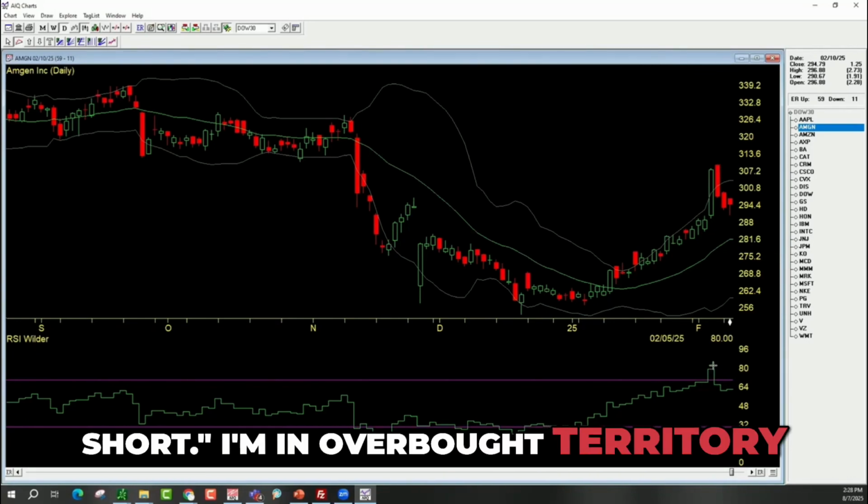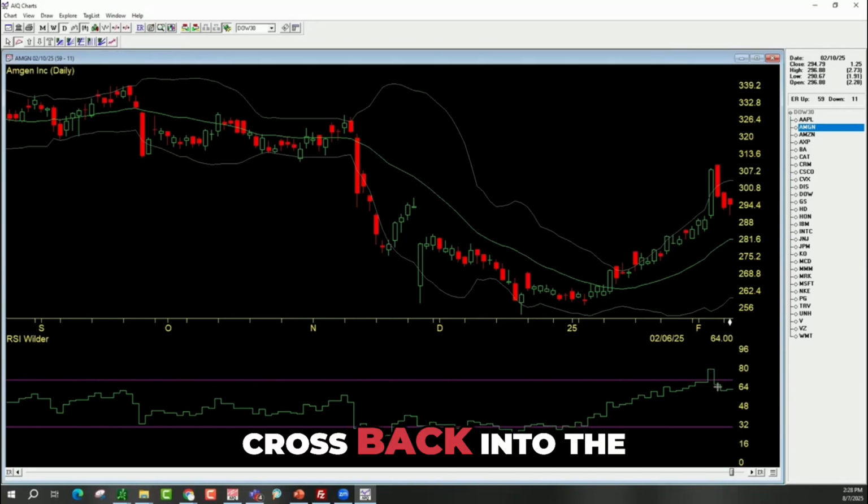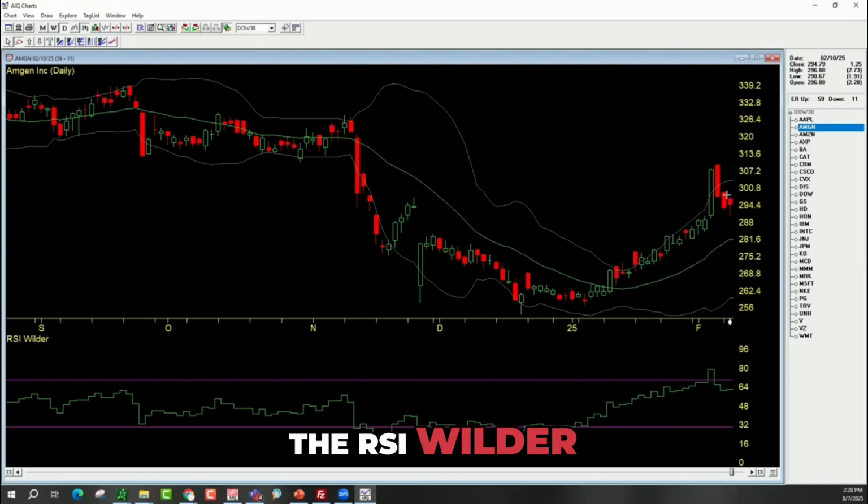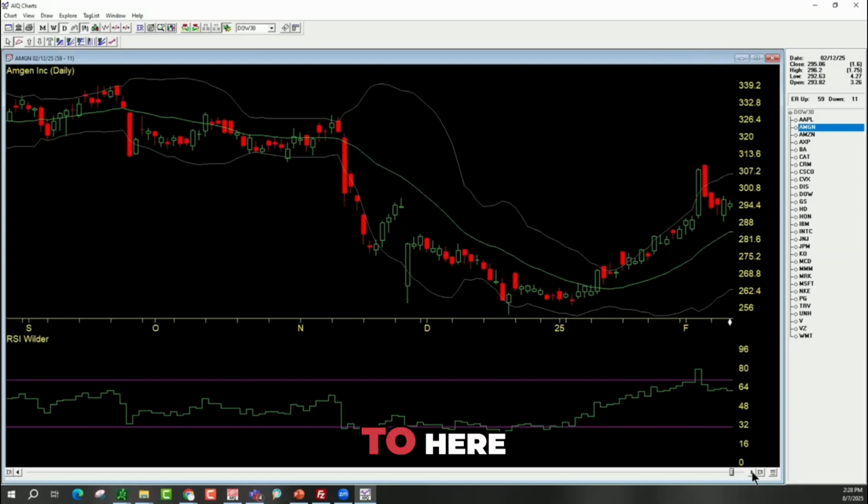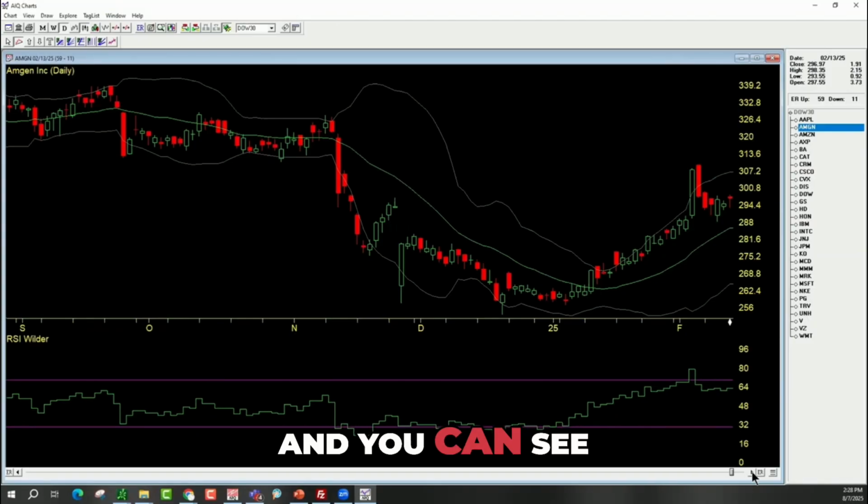I'm in overbought territory. Definitely, as soon as I cross back into the center between the 70 and 30 line on the RSI Wilder, this is time to go short on this stock. I've got to be cognizant of the MA band there. So this goes down to here. We'll keep going on down, and you can see it right here.